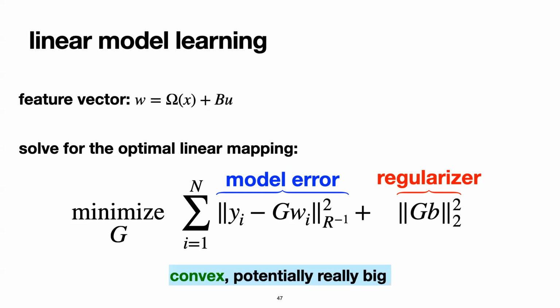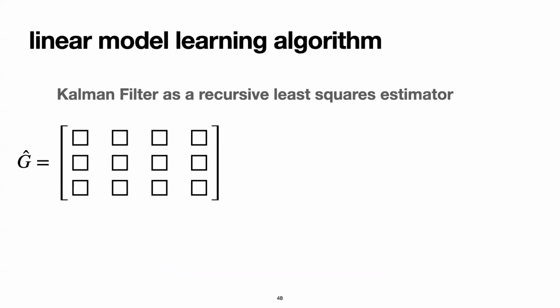Now, the cool thing about this is that this is a convex problem, but it's potentially really, really big. So if you imagine if I have a large feature vector or a large sensor space, or I'm doing this over 10,000 measurements, this problem can get very big very quickly. So to solve this, let's instead use the linear model learning algorithm that we introduced, which effectively uses a bunch of little tricks to treat this as a recursive least squares problem. And then we use a Kalman filter to solve this problem.